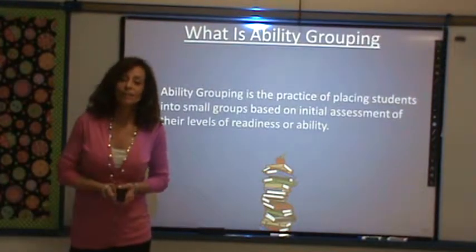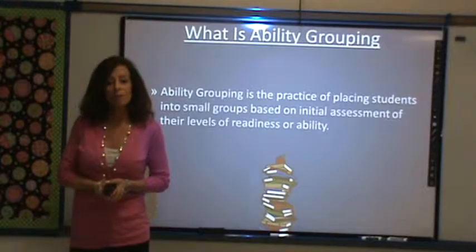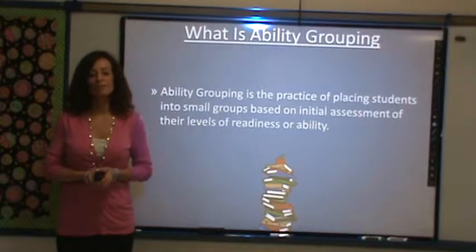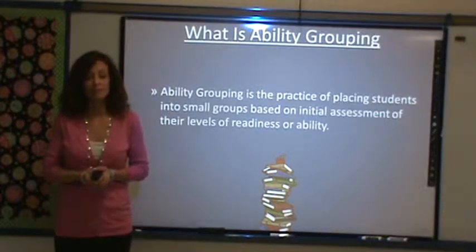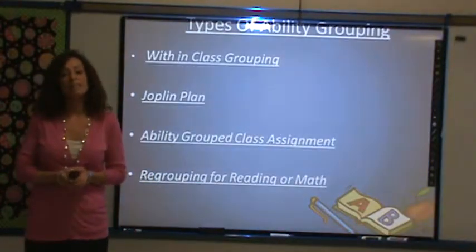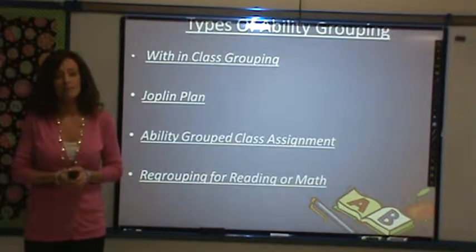In part 2 of our learning series on instructional models, we are going to focus on ability grouping. What is ability grouping? Ability grouping is the practice of placing students into smaller groups based on initial assessment of their levels of readiness or ability. There are many different types of ability grouping. First type being within class grouping.